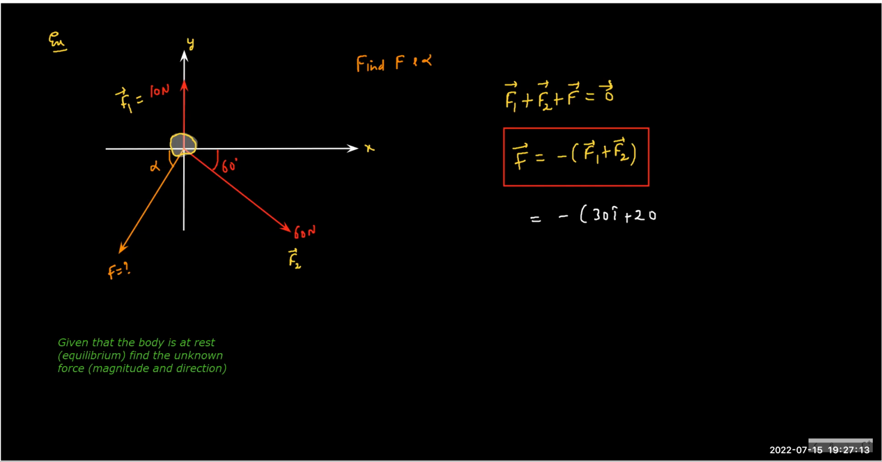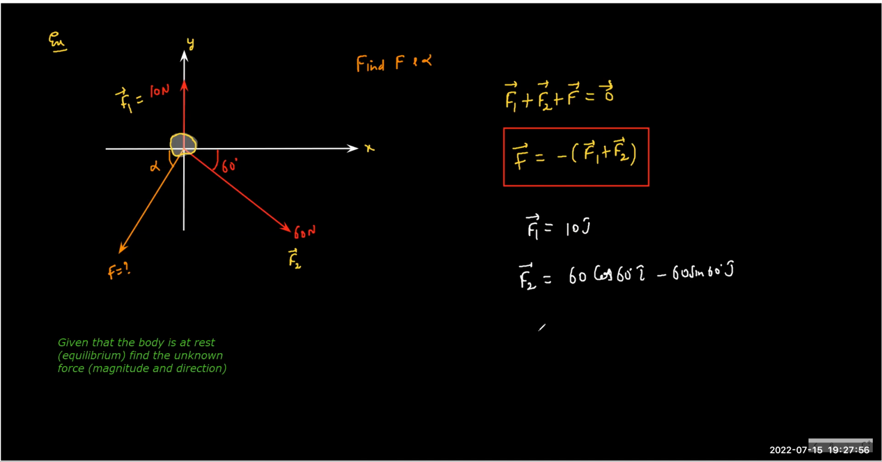Okay. I think you guys are getting confused. Tell me, guys, what is the F1 vector? How to write it? 10 J cap. Excellent. And what is the F2 vector? 60 cos 60 I cap, minus 60 sin 60 J cap. Very good. And we're done, no?